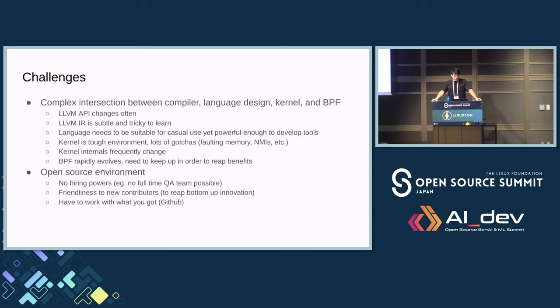And the final point here is the open source environment. So this is an open source conference, and you're all probably pretty familiar with this, but the basic idea is it's a pretty unique environment in that you can't actually hire people or tell people what to do. You can just gently encourage, and you have to work with what you've got. For example, you work with GitHub probably. GitHub has GitHub Actions, which you also probably want to use and not use something else because of the tight integration. And so you've got to work with all the limitations there and just work with what you've got. So those are the challenges.